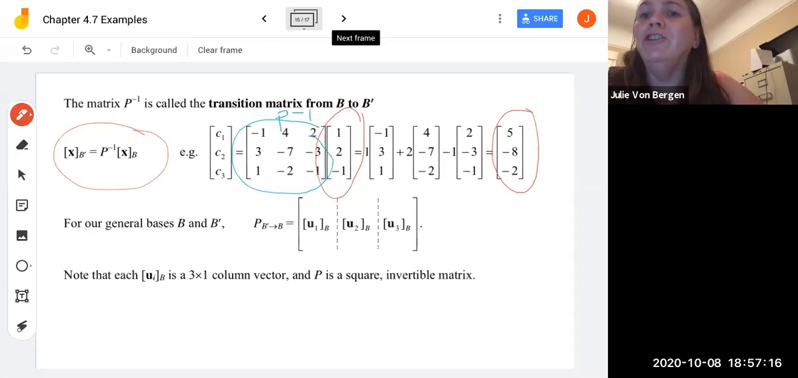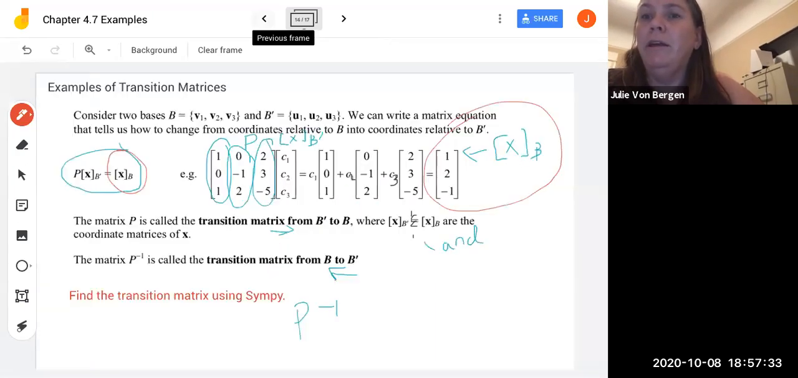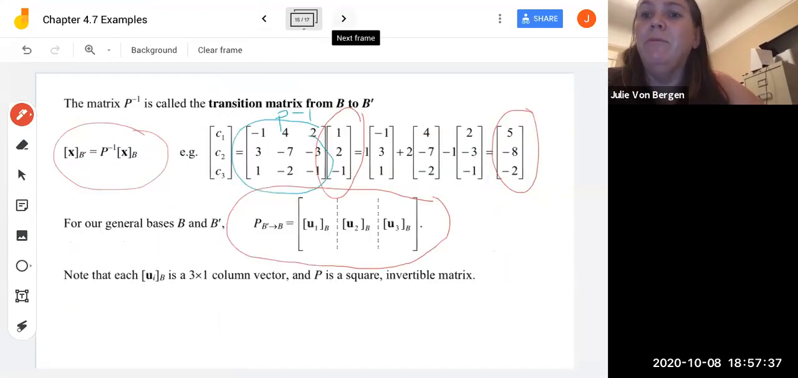So for our general basis B and B prime, this is the formula we're going to use for our transition matrix from B prime to B, P. We're going to put in the 3x1 column vectors from each of B prime. So if you look back here, we called the B prime basis U1, U2, U3. And then P is always going to be a square invertible matrix. So we'll find its matrix inverse and work through this formula that we did here to find x relative to B prime.